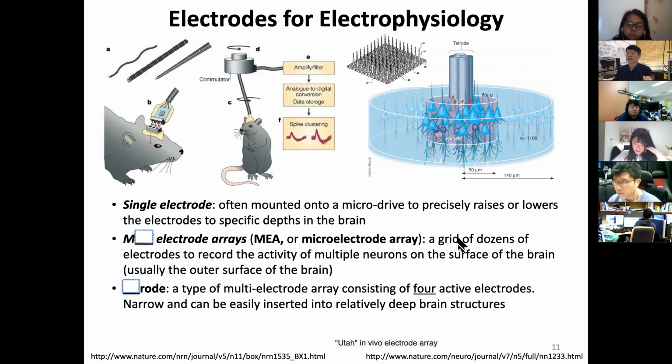Okay, so now we are watching only one or a few, but there are hundreds and thousands of neurons to probe. So we may not be satisfied with this approach. So we may create a grid of dozens of electrodes, such as 8 by 8, that is 64 electrodes, or nowadays so-called high density, which is thousands of electrodes to record the activity of multiple neurons near the surface of the brain, usually the outer surface of the brain.